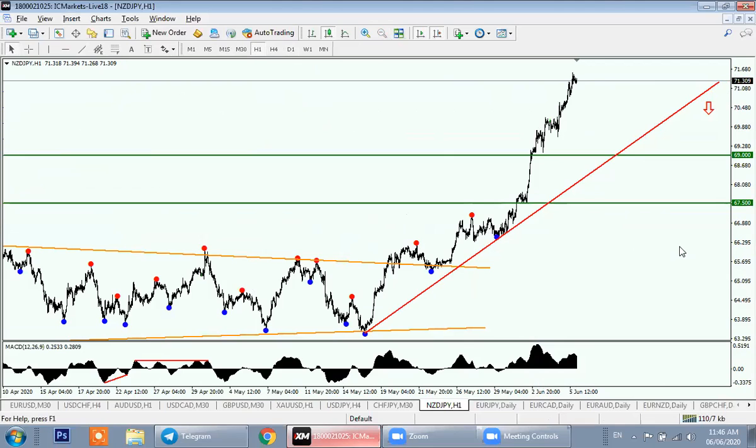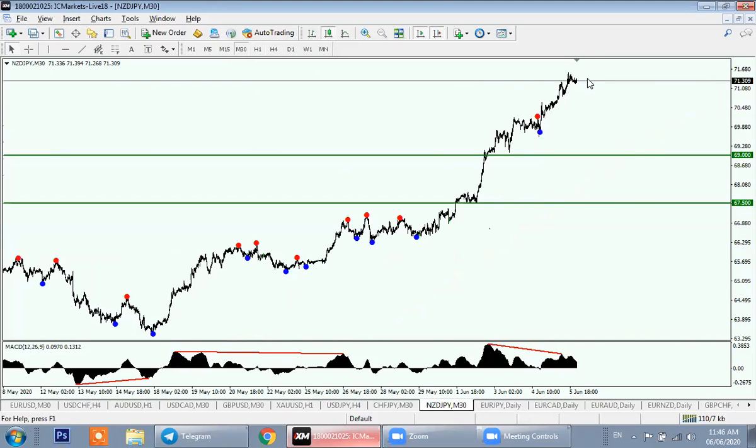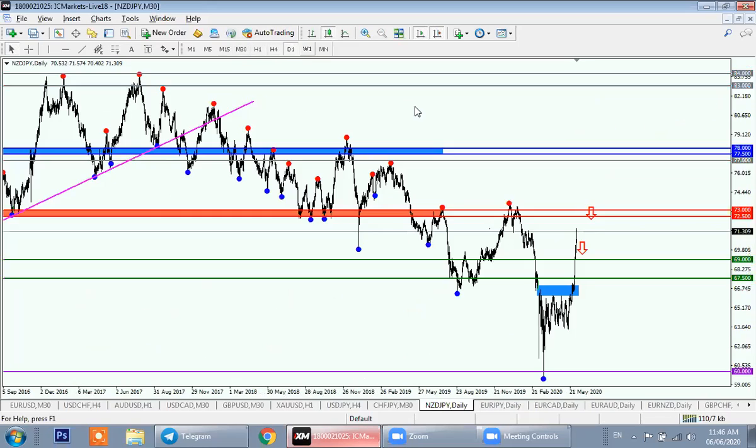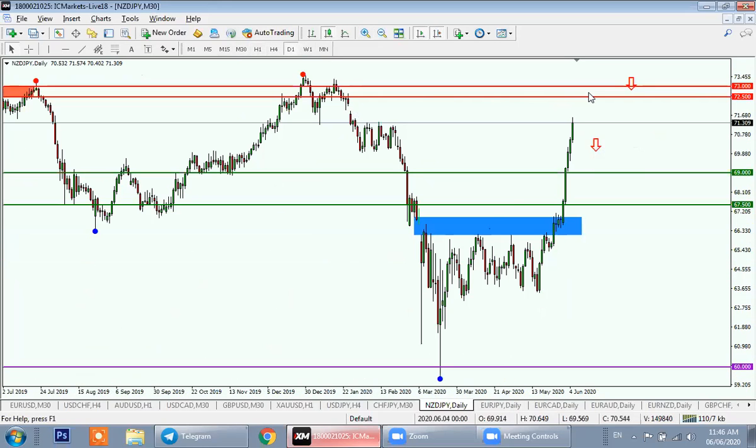But I believe that this trend line is far away from price, so we'll be looking for new better setups on M30. We also have a divergence forming around here. So that's it for NZD JPY while waiting for price to get around our gap and resistance to look for sell opportunities.